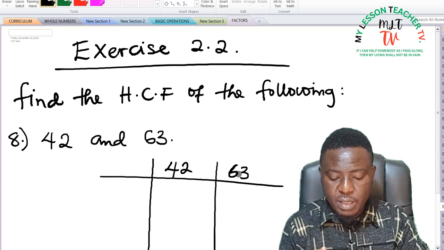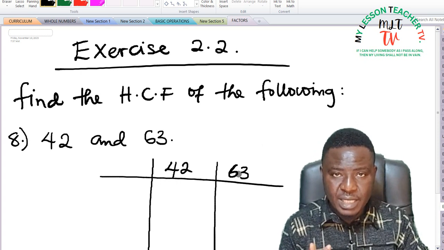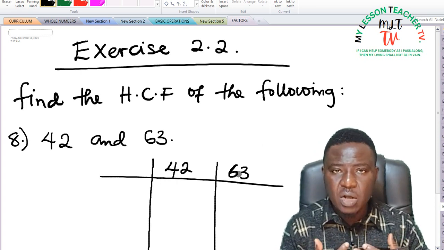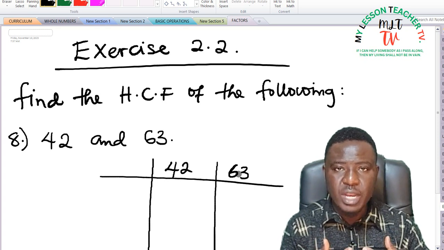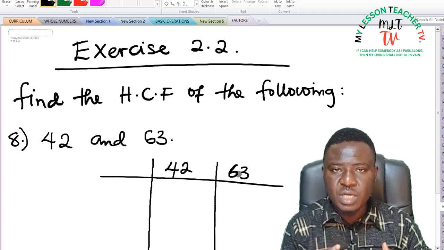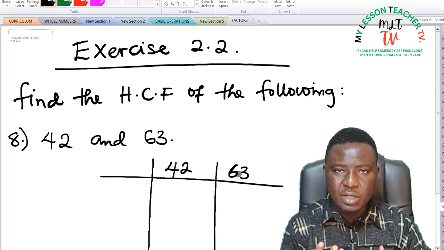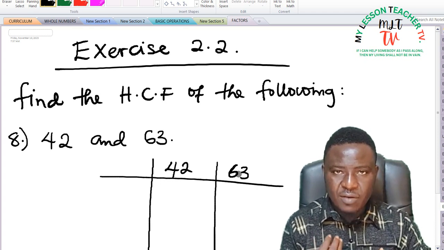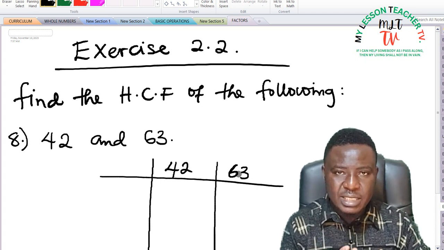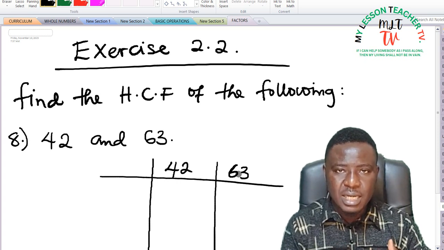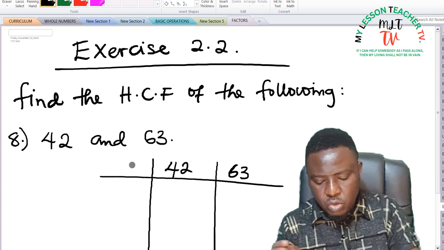Can 3 divide? The condition for divisibility by 3 is that when you add up the digits of that number, it should give you a number that is a multiple of 3, or that is divisible by 3. So we start with 42. 4 plus 2 is 6, and 6 is divisible by 3. So 3 can divide 42. Can we say the same for 63? Yes, because 6 plus 3 is 9, and 9 is a multiple of 3. So 3 can divide.